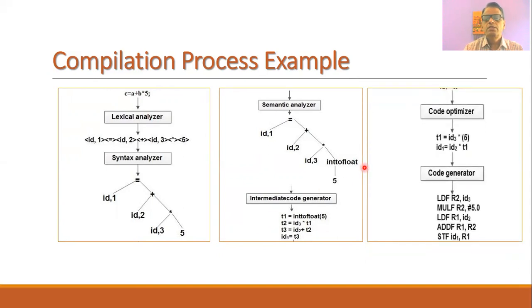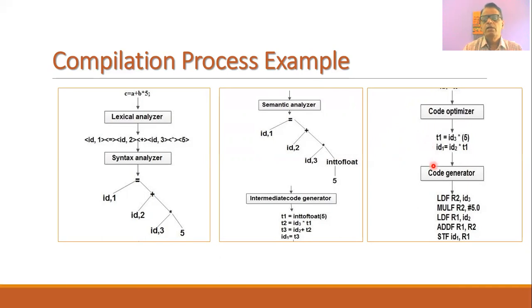Further, this code is connected to the code optimizer. The code optimizer will try to reduce the number of statements from the intermediate code without affecting the meaning of them. So in this case, it is possible to reduce the code into two statements such as T1 is equal to id3 into 5 and id1 is equal to id2 into T1.